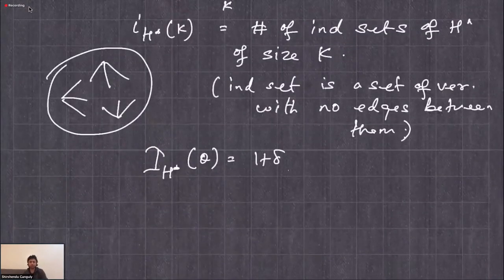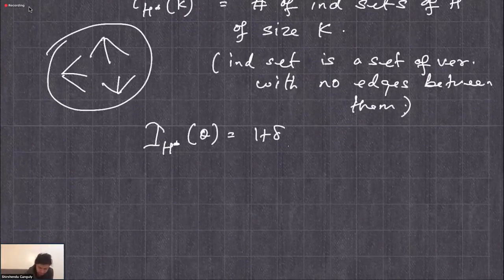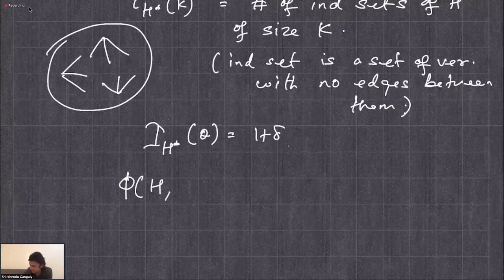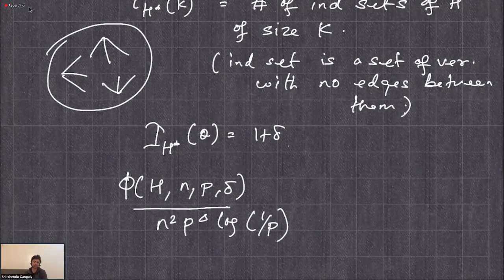So I look at this number, theta, and it turns out that this is asymptotic. So phi H n p delta actually roughly looks like n squared p to the delta log 1 by p. In the triangle case, delta is 2, so n squared p squared log 1 by p. And this is going to be two things. So one is, this is exactly theta if H is regular.